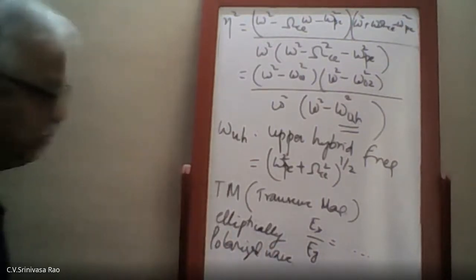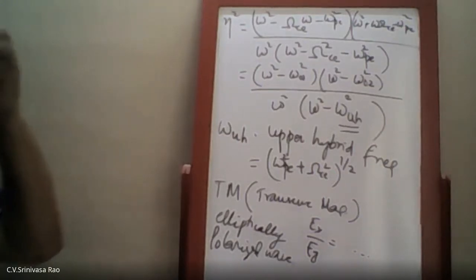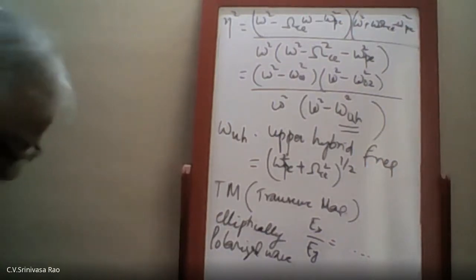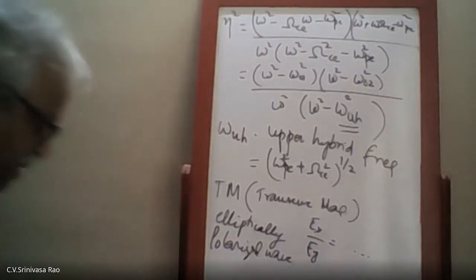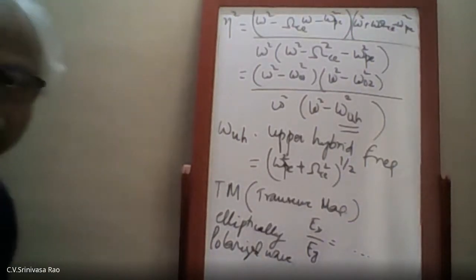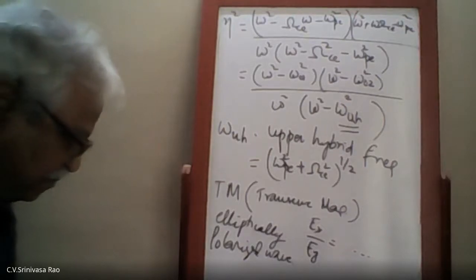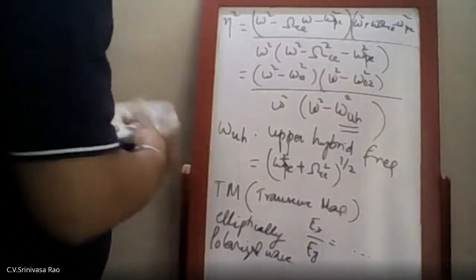So the TM mode is a very interesting mode. In most of the labs, these waves are used for doing lots of things. Sometime later, I can tell you what exactly you can do with each of these waves. The earlier waves I told you, you can use them for heating the electrons and heating the ions, so electron cyclotron wave and ion cyclotron wave. Now let us see the cutoff and other properties of these waves.